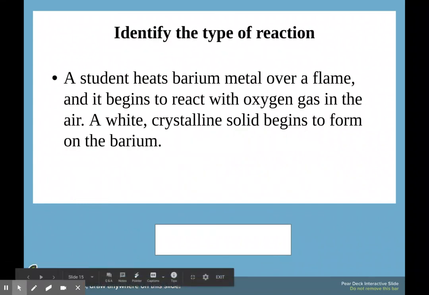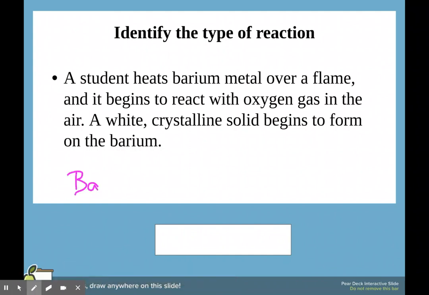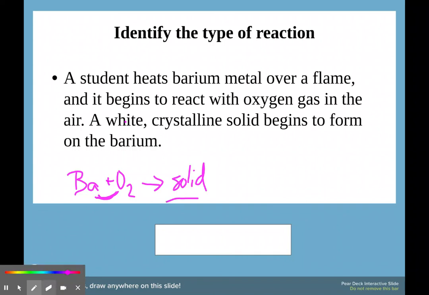A student heats barium metal. So that's just barium. So Ba. We heat that. It begins to react with the oxygen gas in the air. So plus O2. A white crystalline solid begins to form on the barium. So we're making some solid. So in this case, we've only made one thing. So this would be a synthesis because we have two substances making one final product. So this would be a synthesis reaction.